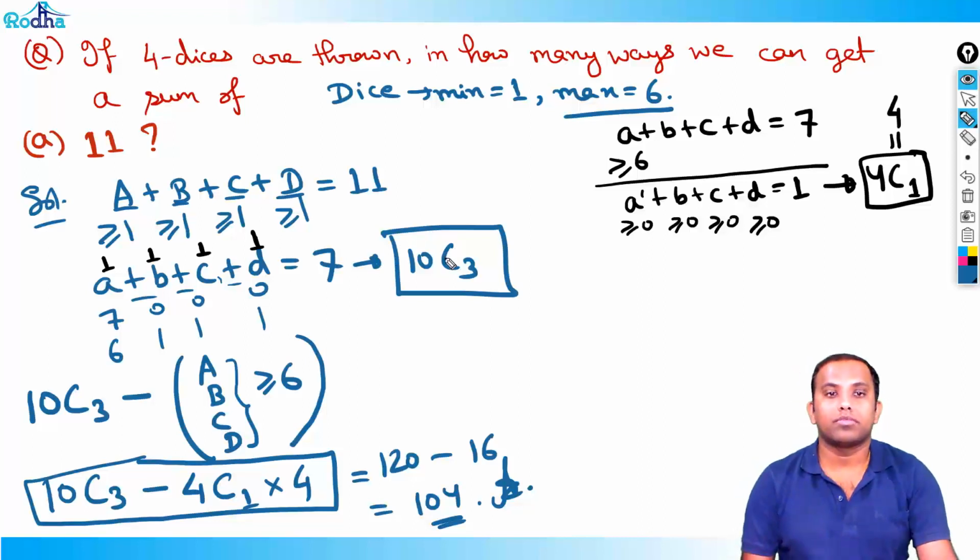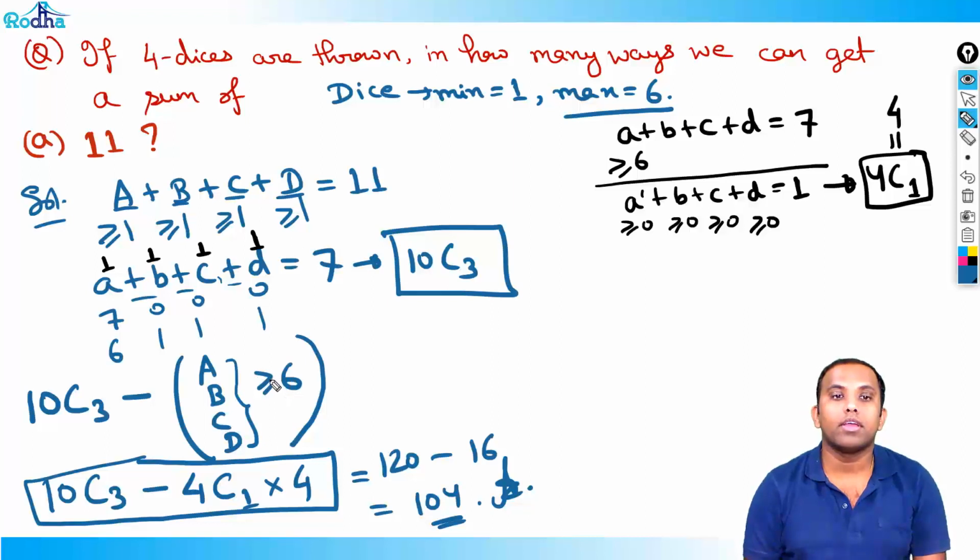So what we did, A, B, C, D should all be greater than or equal to 6. This part I need to subtract because A, B, C, D already had the value 1. You think in terms of chocolates. A can have a minimum of 1 chocolate and a maximum of 6 chocolates. So when you have already given 1 chocolate to A, you cannot give 6 chocolates to B. You can only give 5 more to B.